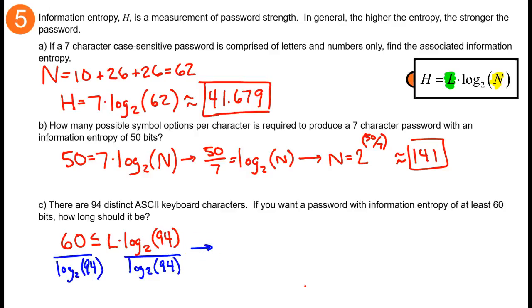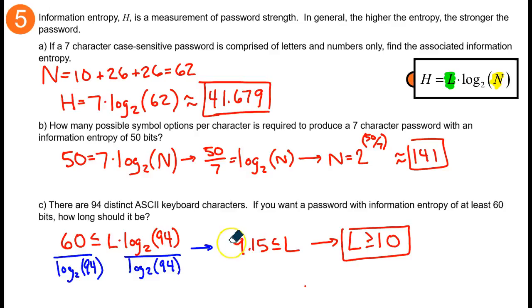When I divide that 60 by the log base 2 of 94, I get 9.15, and that's less than or equal to L. So what does our password length need to be? L needs to be greater than or equal to 10 characters. Where did I come up with 10? Well, 9.15, it's hard to have 0.15 of a character on a keyboard, so I have to round up to the next highest integer, and that would be 10. So if we want that entropy value of at least 60, we need a password length of 10 or more.